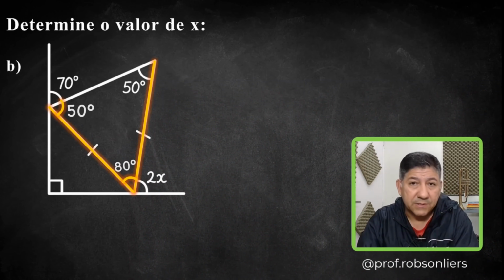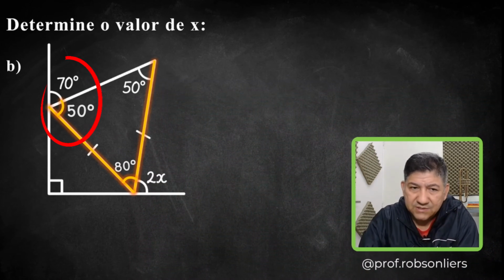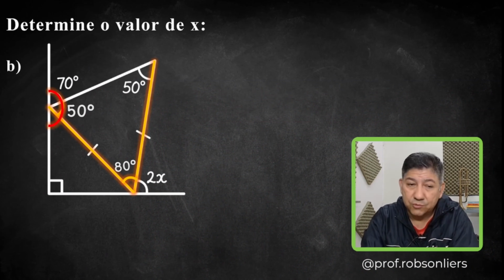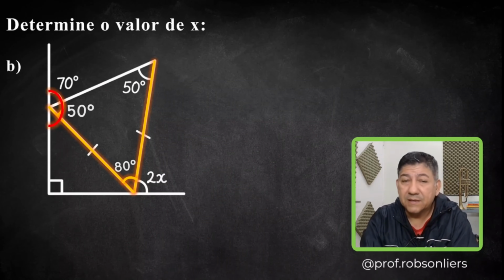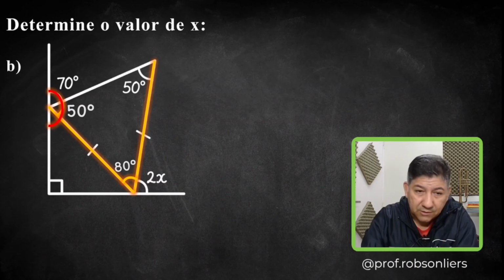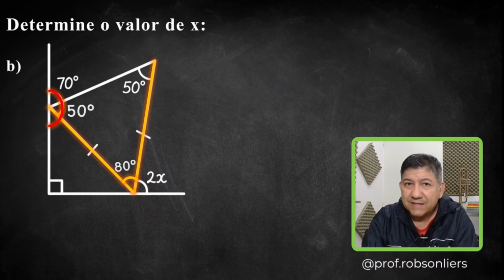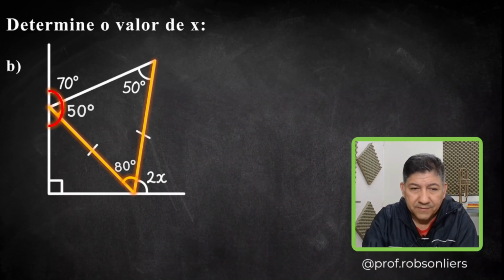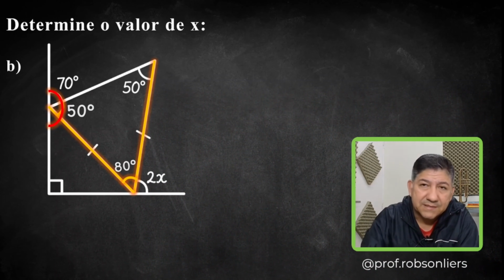Now pay attention here. If we take this spot where we have this 70-degree angle and this 50-degree angle and extend this angle, it will form a straight angle. A straight angle has 180 degrees, which is half a circle. All right? Since this total angle that I marked in red is 180 degrees, and we already have 70 plus 50, how many degrees are missing there to reach 180 degrees?